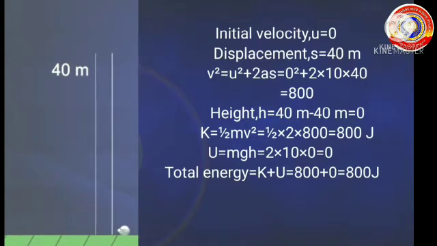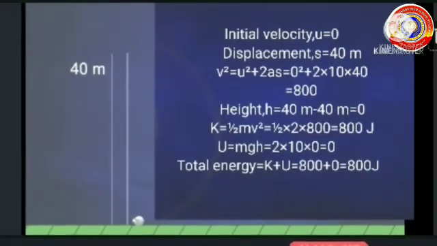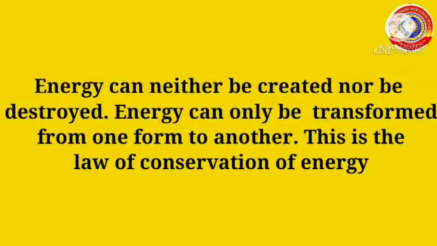In all these situations, we can see that the total energy remains constant, that is 800 joule. From this, we can understand that the total energy remains constant all the way. That means energy can neither be created nor be destroyed. Energy can only be transformed from one form to another. This is the law of conservation of energy that you already saw through these activities.